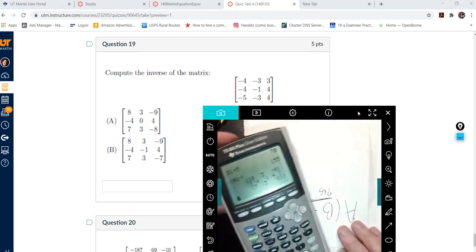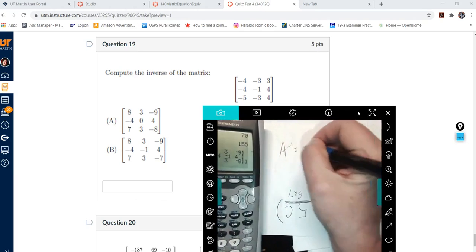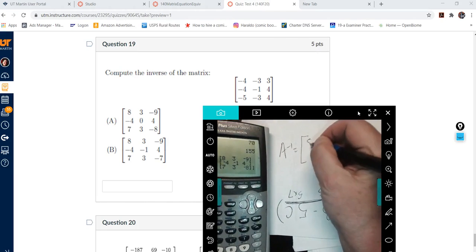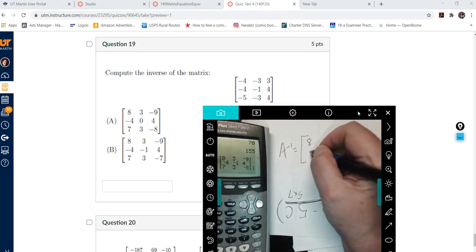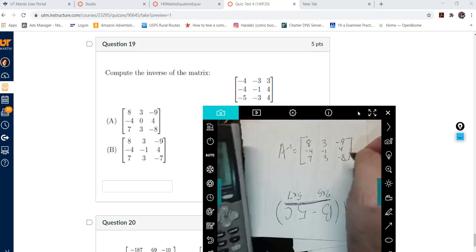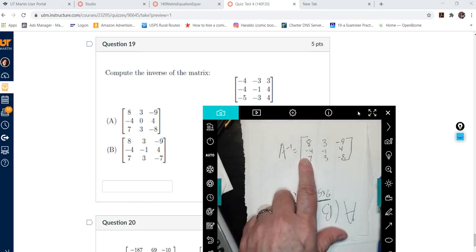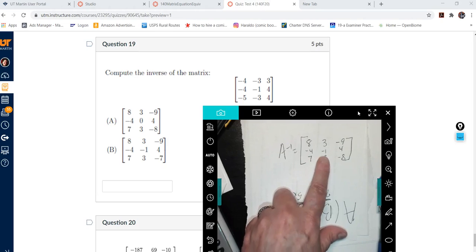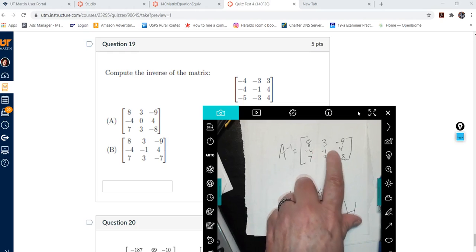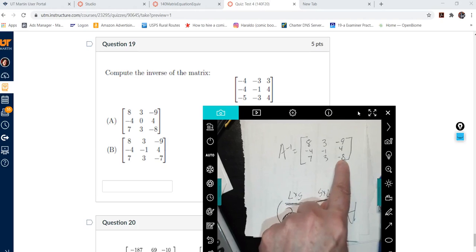All right, so according to my calculator, A inverse is the matrix 8, 3, negative 9, negative 4, negative 1, 4, 7, 3, negative 8. And now that's what I need to match. So selection A doesn't work because it's got a 0 in the middle. What about selection B? Nope, because it's got the wrong entry in that bottom corner.